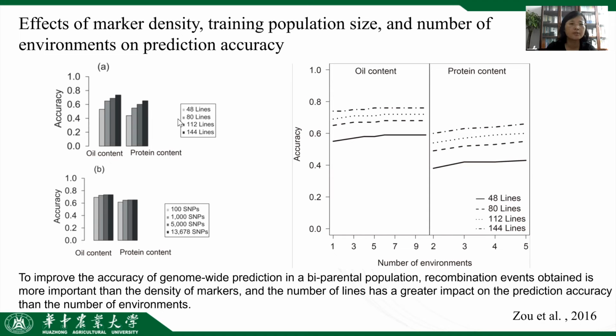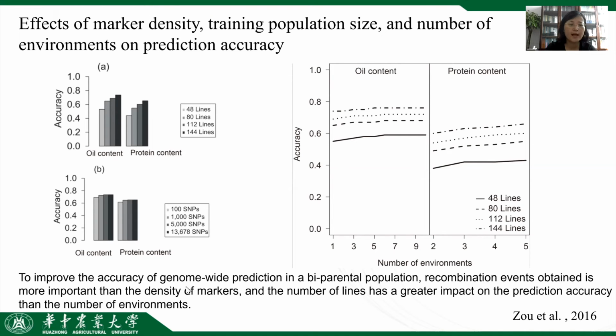And using the phenotypes and genotypes of this training population, we evaluate the effects of marker density, training population size, and number of environments on the prediction accuracy. So this is compared with the oil content. The protein content has a little bit lower prediction accuracy, but for the higher predictions, they are over 0.6. It's relatively high compared to the yellow seed trait and others.